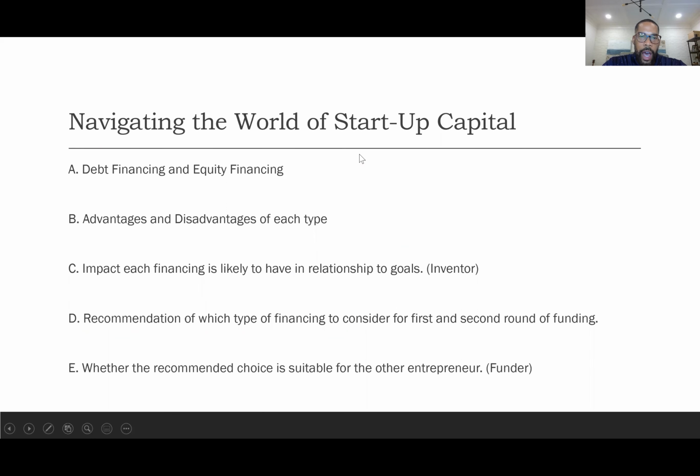Some of the topics that we will be covering today in navigating the world of startup capital are debt and equity financing, advantages and disadvantages of each type, the impact each financing is likely to have on the relationships to your goals, and my recommendations on which type of financing to consider for your first and second round of funding. And last but not least, whether the recommended choice is suitable for the other entrepreneur, not just for the inventor.